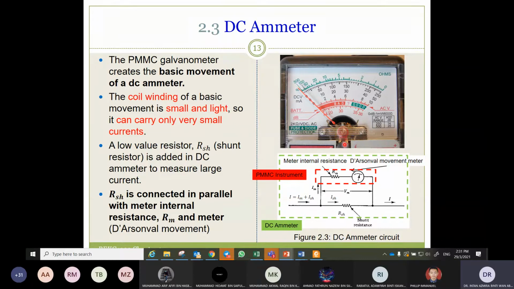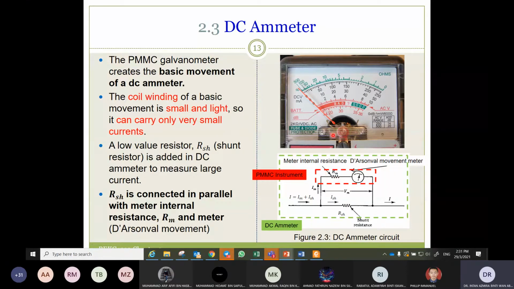So the coil winding of a basic movement is small and light, so it can carry only very small currents. A low value resistor, a shunt, is added. This is the circuit diagram of the meter plus PMMC. So this is the PMMC or observer construction.